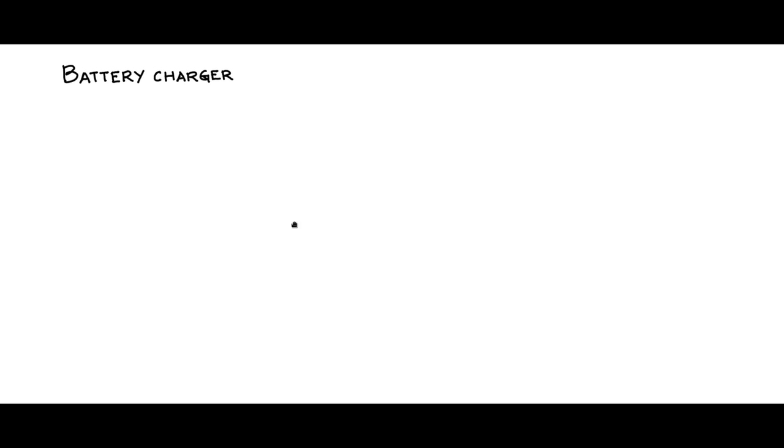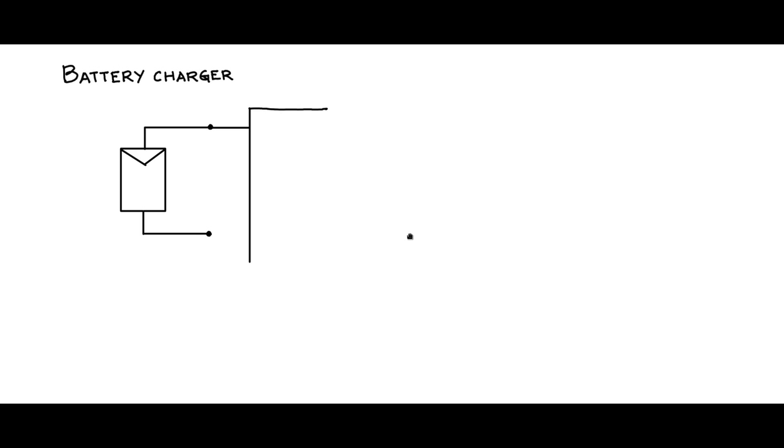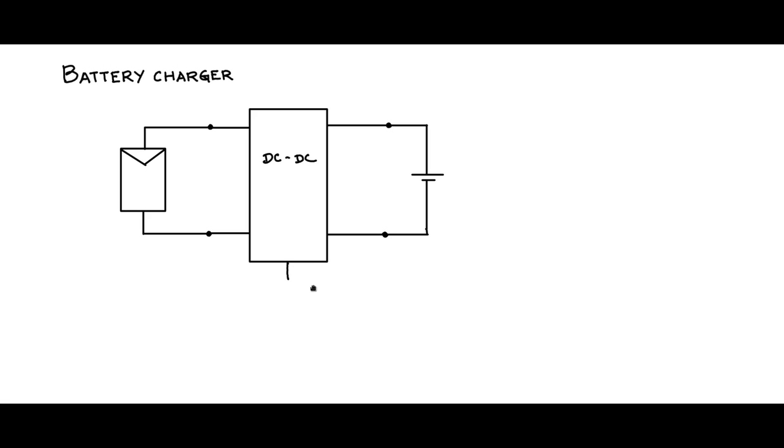Let us now discuss the battery charger circuit where MPPT is integrated inbuilt into the charger scenario. Let us consider this PV module or PV array, and this PV array is connected to a DC-DC converter, and then the output of the DC-DC converter is connected to a battery that needs to be charged. This is the DC-DC converter. It has a control input D, the duty cycle input.